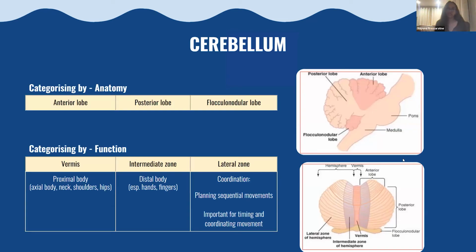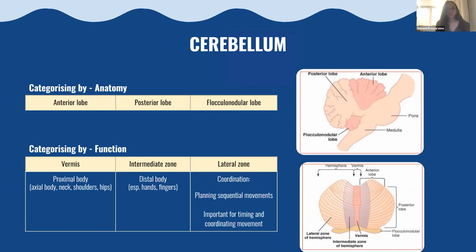So there's 3 different ways of categorizing the cerebellum and the parts of the cerebellum. The first 2 ways are either by anatomy or function. And then on the next slide, we'll see how it's categorized by combining both anatomy and function. So solely looking at anatomy, there's the anterior lobe, the posterior lobe, and the flocculonodular lobe. You can see those areas in the picture. But if we take it by function, we have the vermis, intermediate zone, and then lateral zone. The vermis, by the way, is going to be in the middle. So we have 2 intermediate zones and then 2 lateral zones on either side of the vermis.